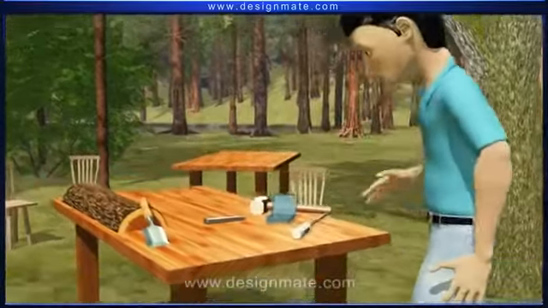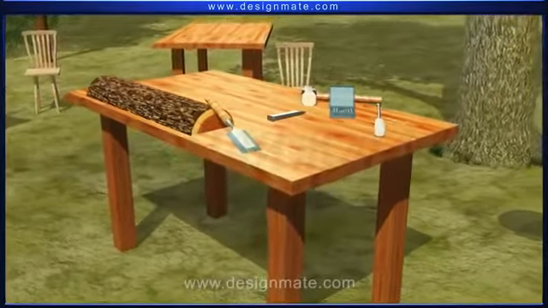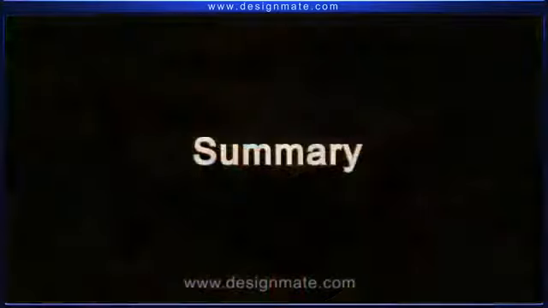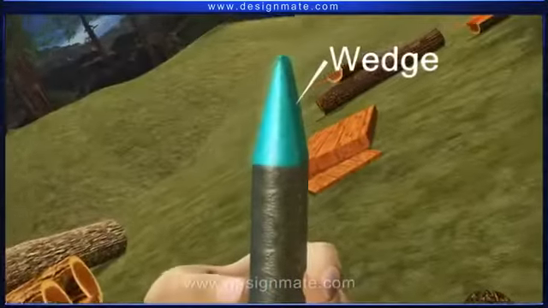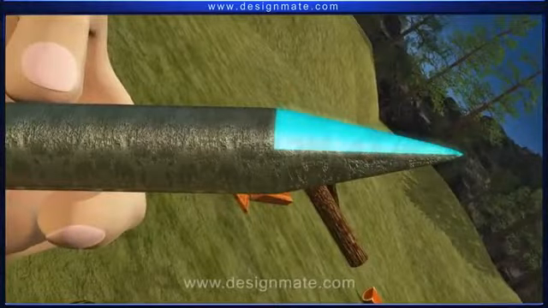Looks like the table is almost ready. And with this, we conclude our lesson on wedges and screws. Summary: A wedge is a simple machine. It is a type of inclined plane.